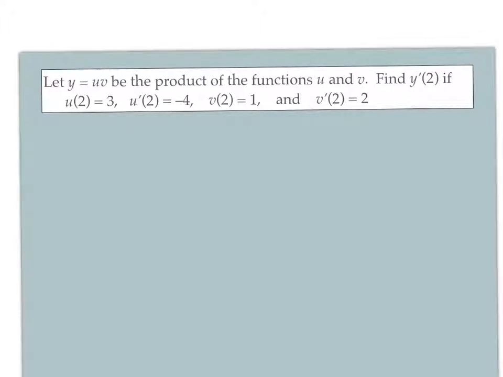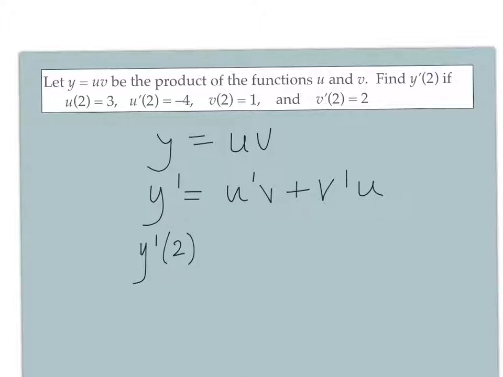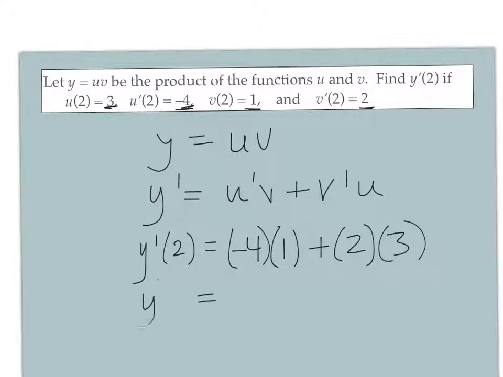It's just like, if y, so just be calm if you see stuff like this. If y is uv, then y prime is u prime v plus v prime u. Because that's the product law. Then it's just a matter of plugging the numbers in. So y prime of 2 is negative 4, because that's u prime, times 1, because that's v, plus 2, because that's v prime, times 3, because that's u. And then you just type it in, or do it in your head. So that's negative 4 plus 6 is 2.